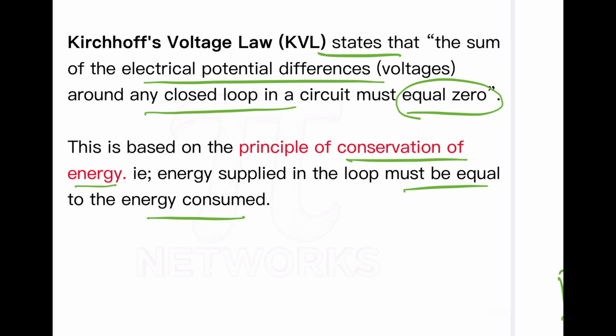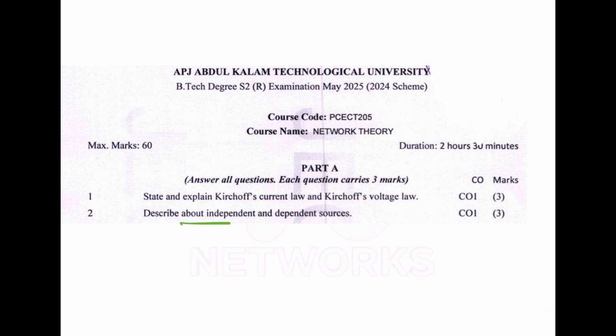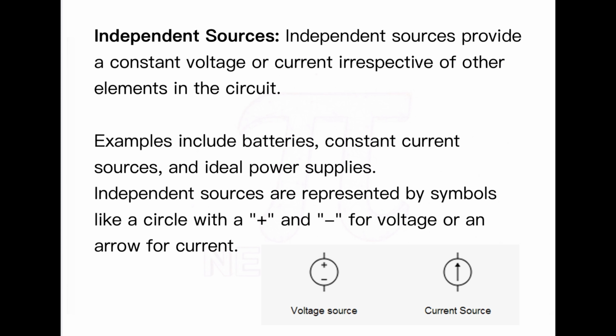Let's see the next question, the second question from module 1: describe independent and dependent sources. Again it is a 3-mark question. We just have to briefly mention what dependent and independent sources are. What do you mean by an independent source? Independent sources are sources that provide a constant voltage or current, irrespective of other elements in the circuit. It does not depend on any other element. It will just provide the constant voltage or current given by the source.